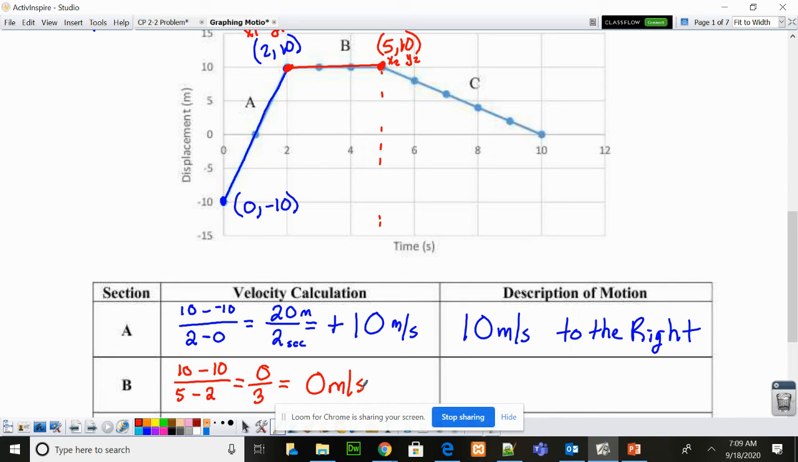0 is not positive or negative, so I'm not moving to the right or the left. I'm going 0, that means I'm stopped. So you could say stopped, or you could say not moving. They mean the same thing. All right, then let's look at this last section.